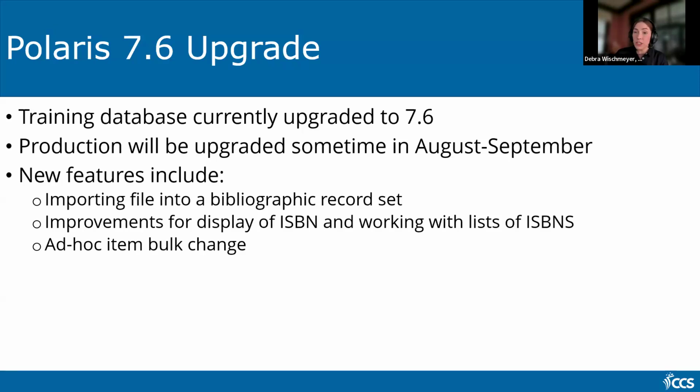There are a few new features coming in Polaris 7.6 that I think this group would be interested in. Those include the ability to import a file of ISBNs into a bib record set, some improvements or changes for display of ISBNs in the Find tool, and the ability to search for a list of ISBNs in the Find tool as well. And then the ability to complete item bulk changes ad hoc, so not needing an item record set to complete an item bulk change. So I'm going to walk through these features and give you a preview of what they look like.